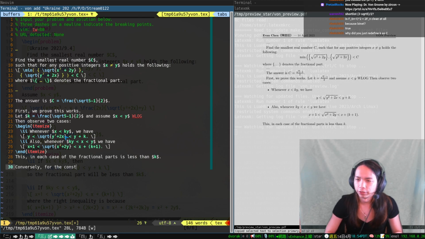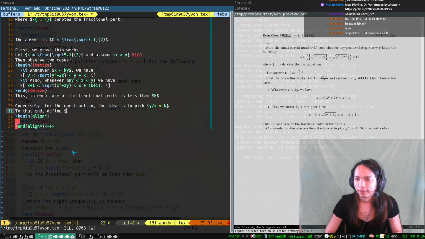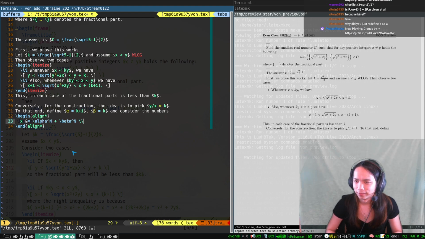Conversely, for the construction, the idea is that x over y should be approximately k. To that end, define alpha is k plus 1, beta is k, and consider the numbers x equals alpha to the n plus beta to the n. Is it plus or minus? I think it's minus.